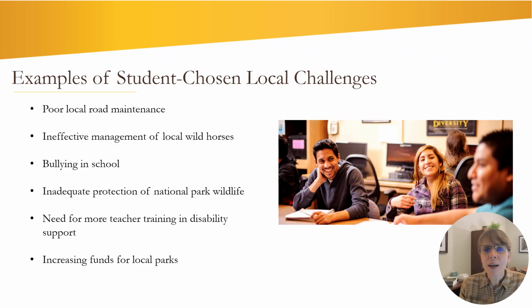Some examples of student chosen local challenges from the University of Wyoming. These are just a few. Poor local road maintenance. A lot of students find that their home communities don't spend enough money keeping roads drivable and safe. Ineffective management of local wild horses, which we have in Wyoming.